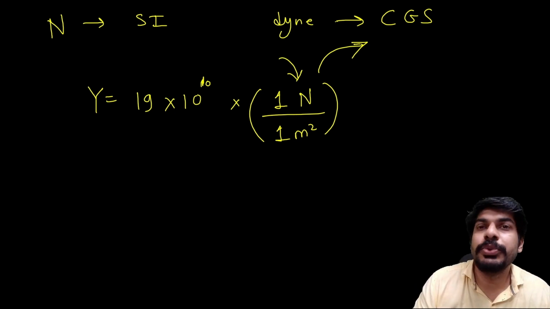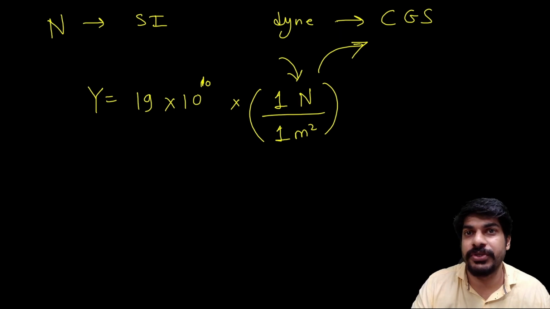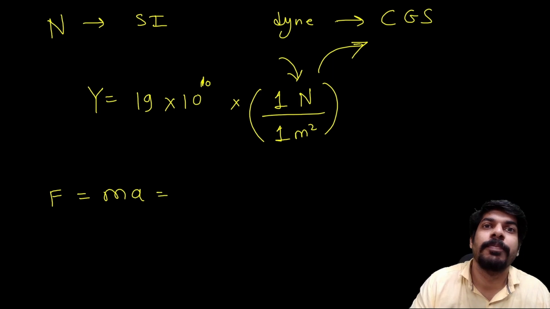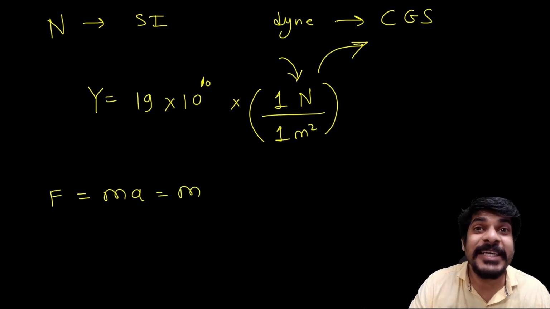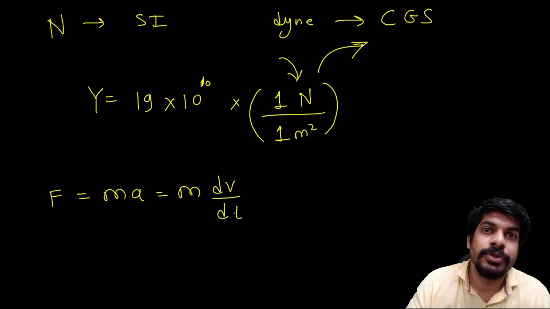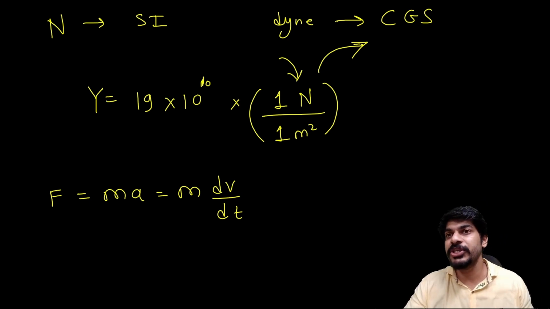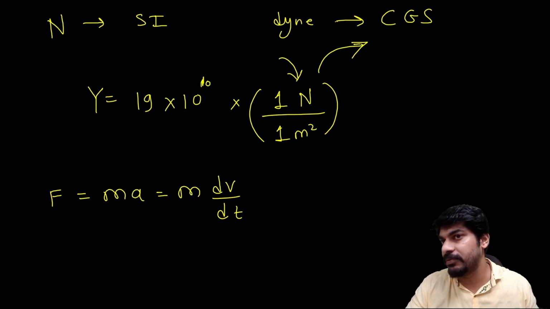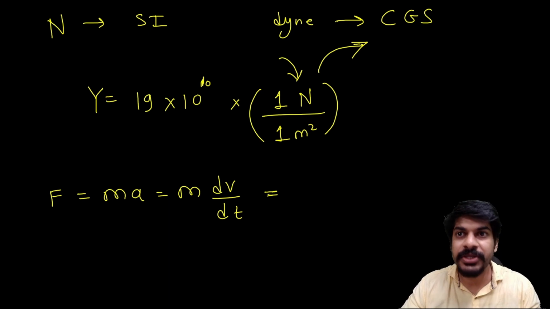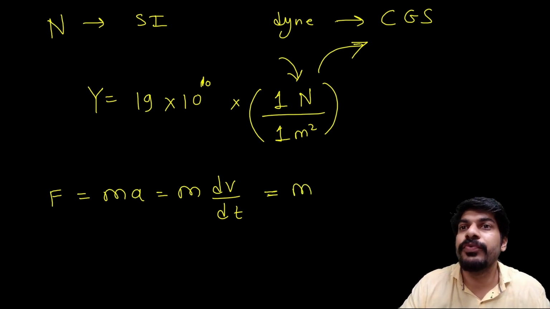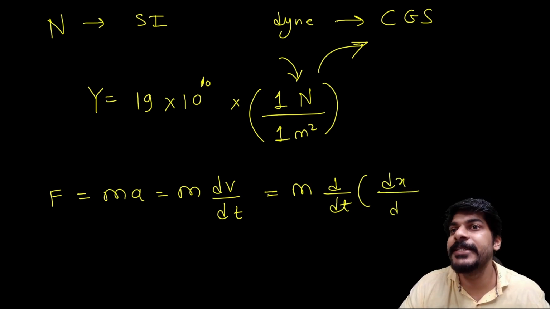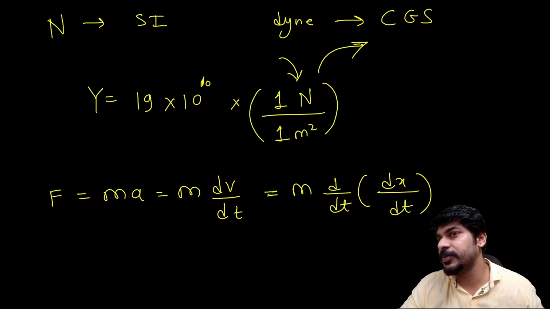We know Newton is a unit of force, right? Force is what? Mass into acceleration, isn't it? Mass is a base quantity. Acceleration is nothing but rate of change of velocity, isn't it? So it is dv by dt. dv is the small change in velocity, dt is the small time required. But again velocity is nothing but a derived quantity. Now we know velocity is equal to what? The small displacement dx upon the time required for the displacement dt.